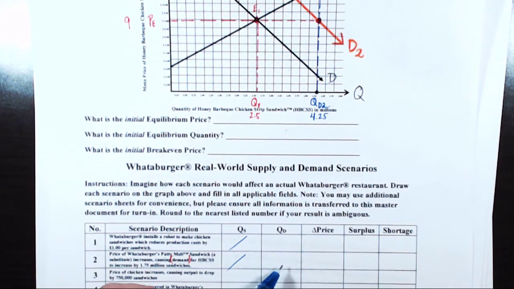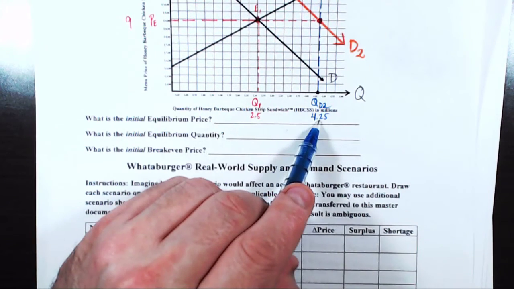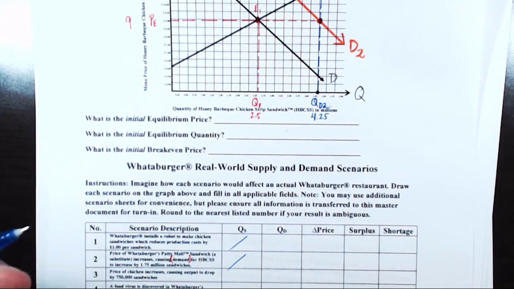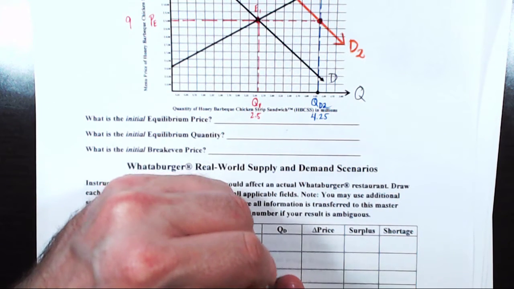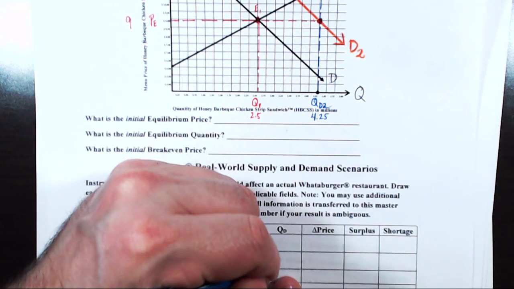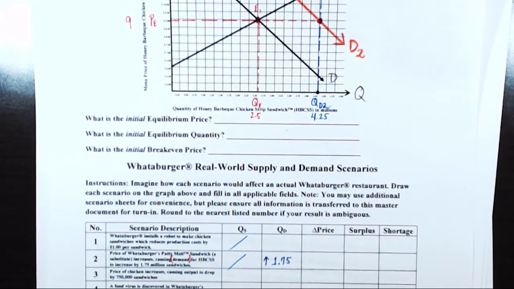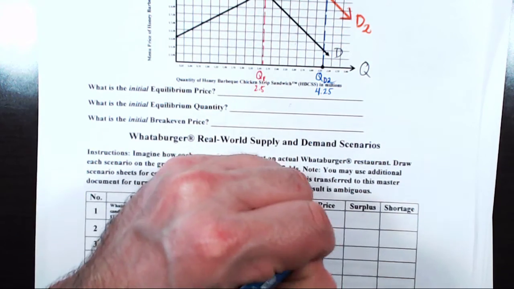Did quantity demanded change? Yes, it did. How much did quantity demanded change? Well, the difference is 4.25 million minus 2.5 million. That's equal to 1.75 million sandwiches. So you could say quantity demanded increased by 1.75 million. Okay? Did the price change? No, the price did not change.